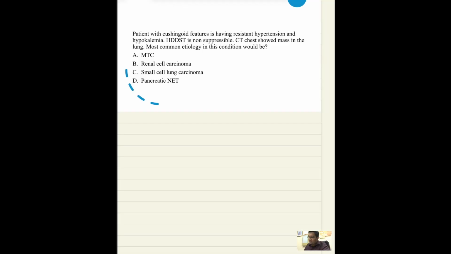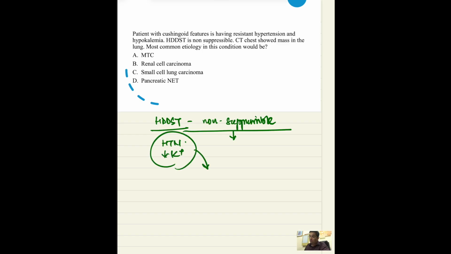Patient with Cushingoid features is having resistant hypertension and hypokalemia. The HDDST is non-suppressible and the CT chest shows a mass in the lung. Most common etiology of this condition would be? So what we are looking at here, if the HDDST is non-suppressible and the patient is having hypertension and hypokalemia, they are giving us two clues.